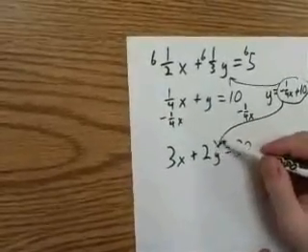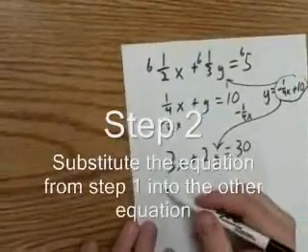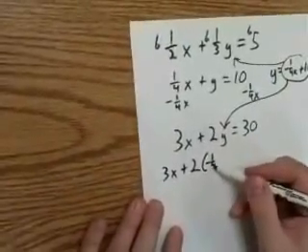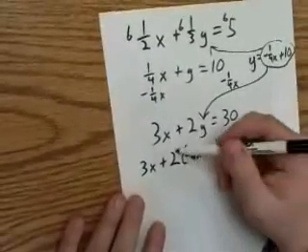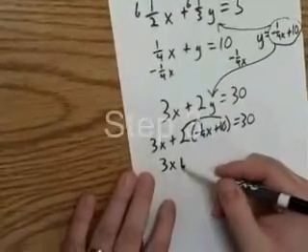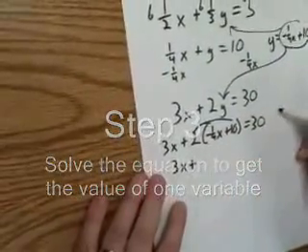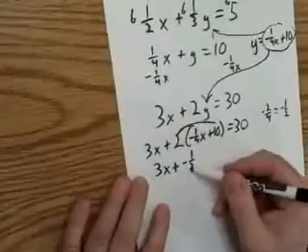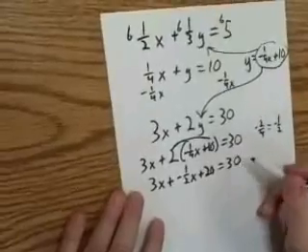I put in my negative 1/4 x plus 10. Still going to have to work with fractions, but I'll save that till later. So I've got 3x plus 2, in place of the y, I've got negative 1/4 x plus 10 equals 30. Distribute the 2. I have 3x plus. Now here's where it's going to get tricky. 2 times a negative 1/4 is a negative 2/4, which reduces to a negative 1/2. So I have negative 1/2 x plus 20 equals 30.